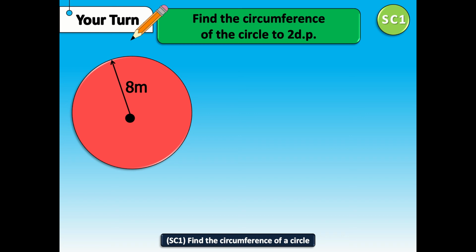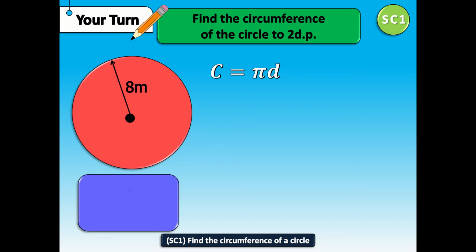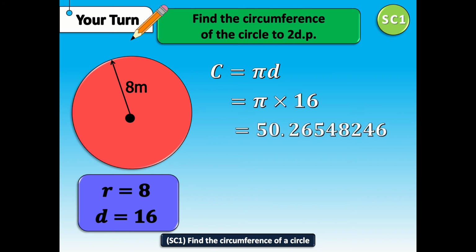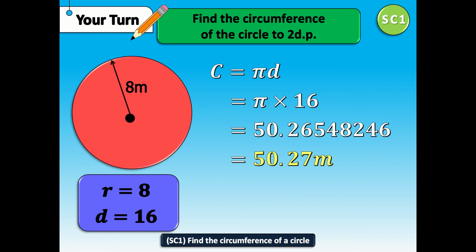So again, we want to find the circumference of this circle. So we need to do pi times the diameter. Now the radius of the circle is 8 metres. So the diameter is 16. So we need to do pi times 16, which to 2 decimal places is 50.27. In terms of pi, this would be 16 pi.